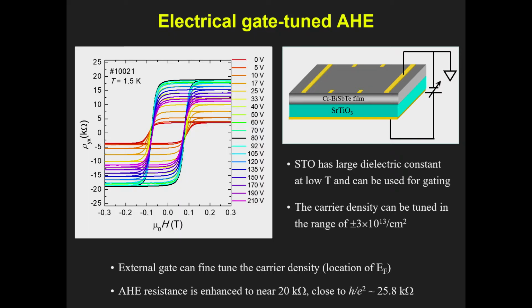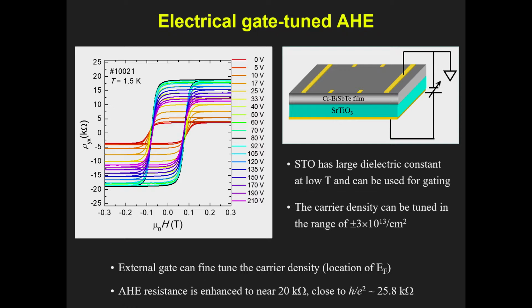So still the same sample. At 0 gate, the anomalous Hall resistance is about 3 kilo ohm. But as we increase to a positive gate, the anomalous Hall resistance increases very rapidly. And up to about 80 volts, the anomalous Hall resistance is already 20 kilo ohm. And the upper bound is a quantized value. It's measured at 1.5 Kelvin. It's very close already. As we increase the gate voltage even further, the Hall resistance will drop.